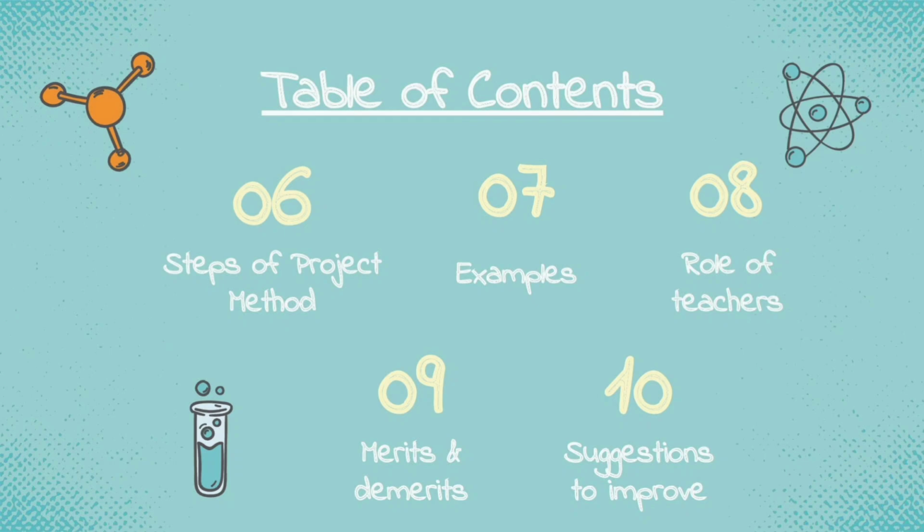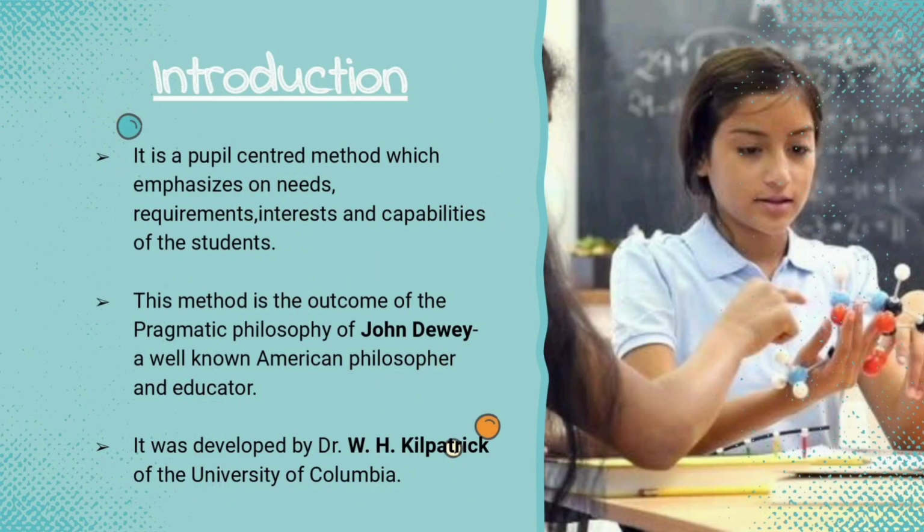But before going on to the definition, we'll understand the concept of project method. It is a pupil-centered method which emphasizes the needs, requirements, interest and capabilities of students. Students are active participants wherein their skills and abilities are developed. This method was propounded by W.H. Kilpatrick and was an outcome of the pragmatic philosophy of John Dewey.